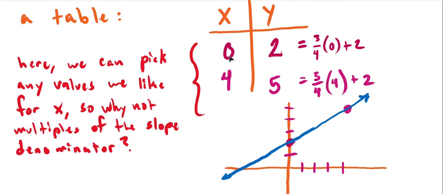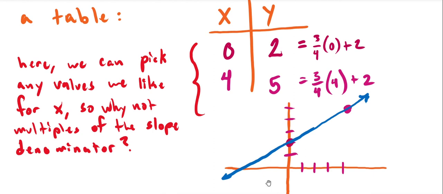So in other words, let's pick 0, which kills this term and gives us 2. So when x is 0, y is 2. And pick 4 to match this denominator. That cancels with the 4 and gives me 3 plus 2, which is 5. So our 2 points that we want to plot are (0, 2) and (4, 5). I've plotted those down here.